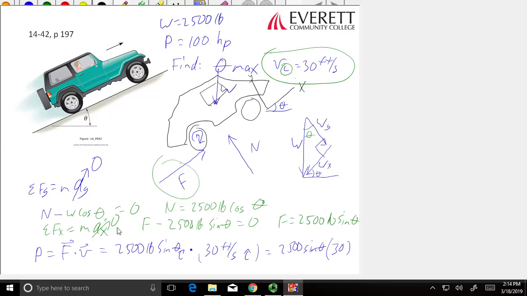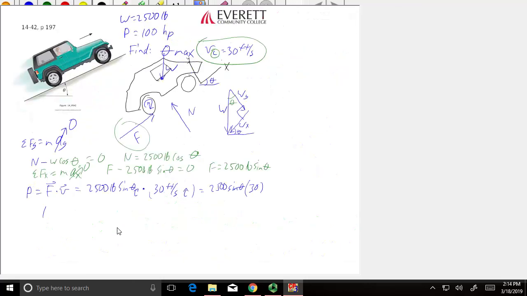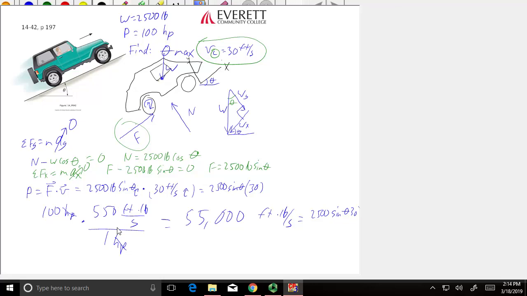And that's going to be equal to P. So do I set that equal to 100? No, I have to figure out what it is in foot-pounds per second. So we'd say 100 horsepower times 550 foot-pounds per second for 1 horsepower. And that's 55,000 foot-pounds per second, which is equal to 2,500 sine theta times 30. Theta is equal to 47.2 degrees.